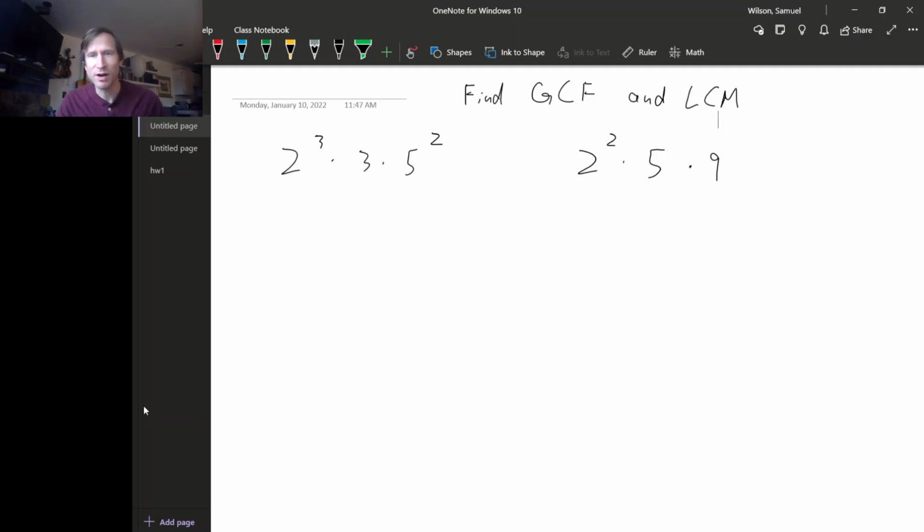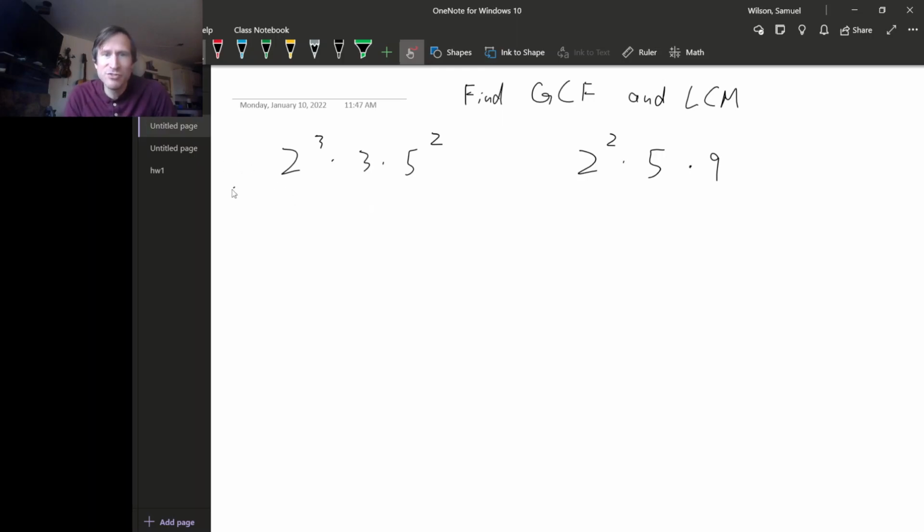Here's a quick example of how to find the greatest common factor and least common multiple of two numbers. The first job is to factor the two numbers. There's really no way at all of getting around that.